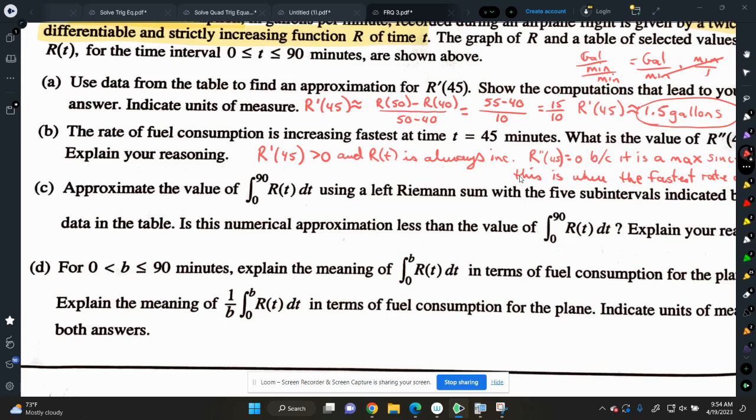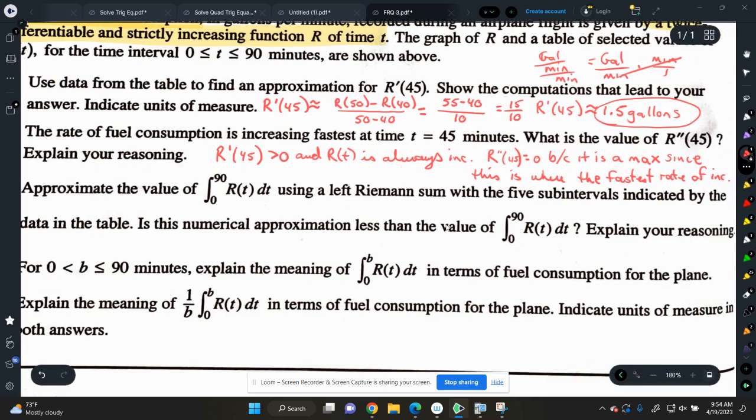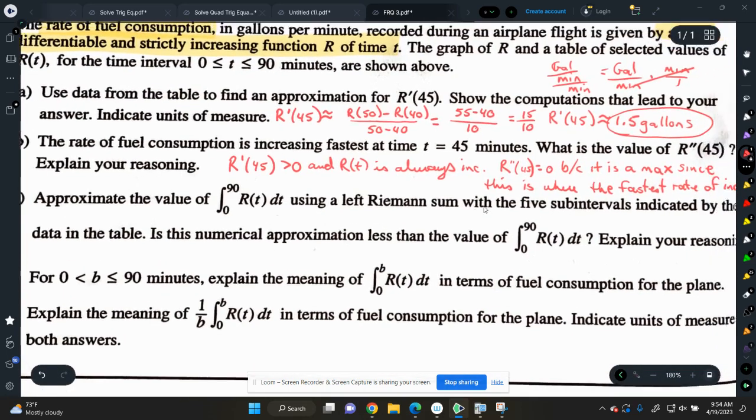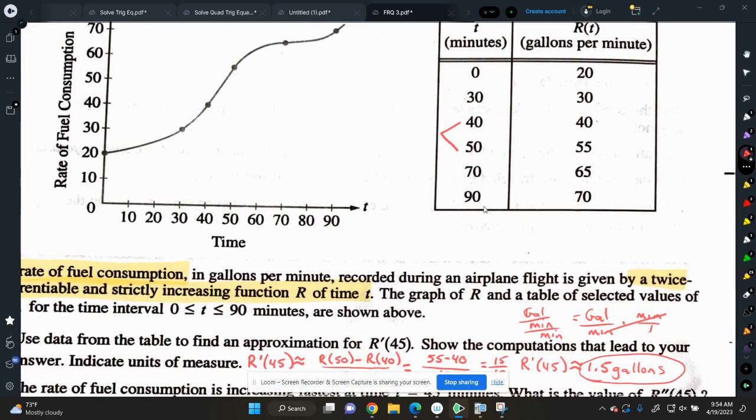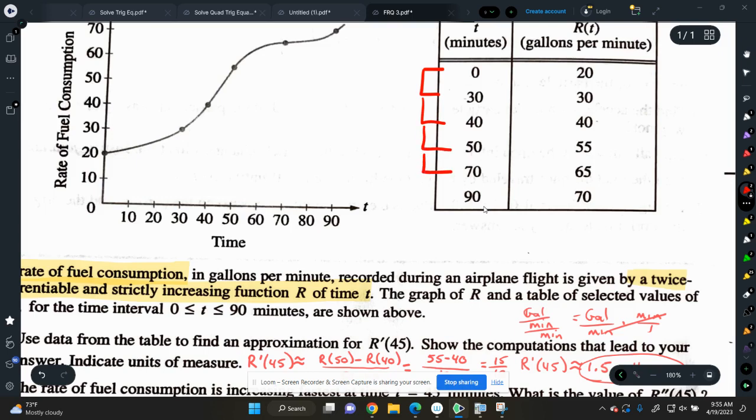So looking at C, approximate the value. Well, left Riemann sums. As soon as I saw that, I'm like, yes, we can do this, right? We know left Riemann sums. 5 subintervals indicated by the data table. Okay, so let's make our intervals. Left Riemann sum. So let's see. There's 1, 2, 3, 4, 5. There's my 5 rectangles.